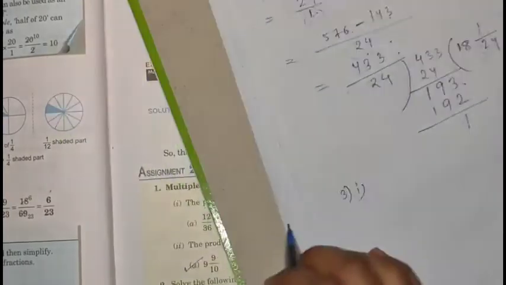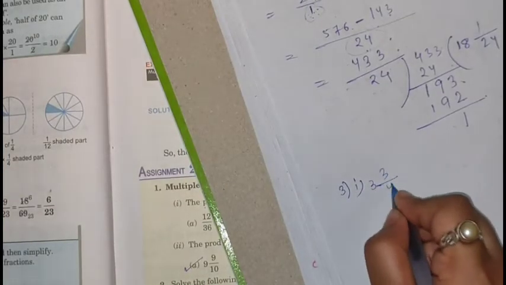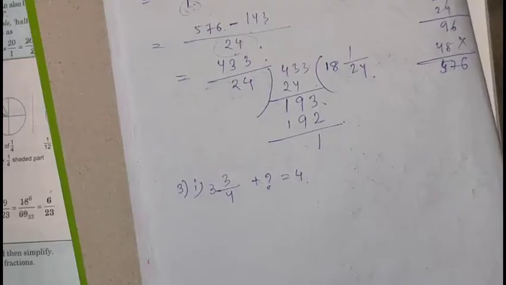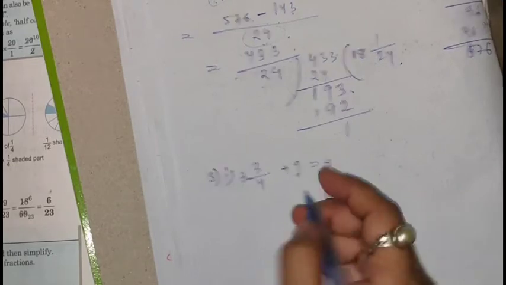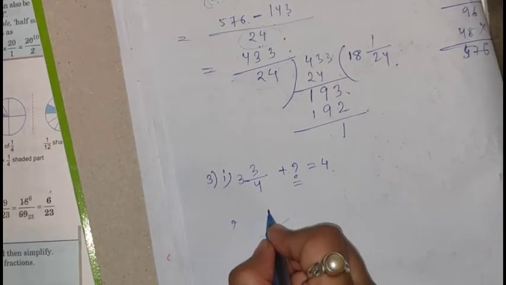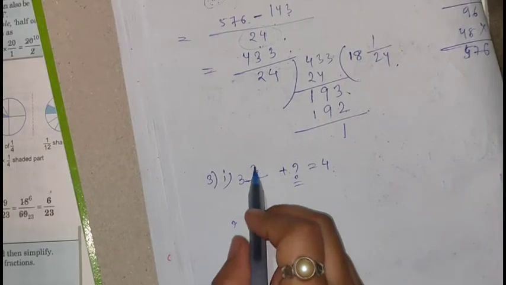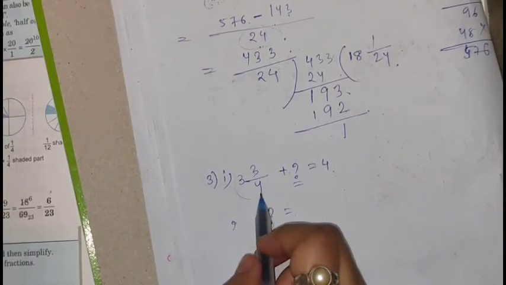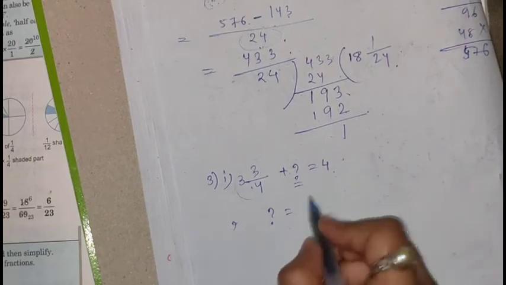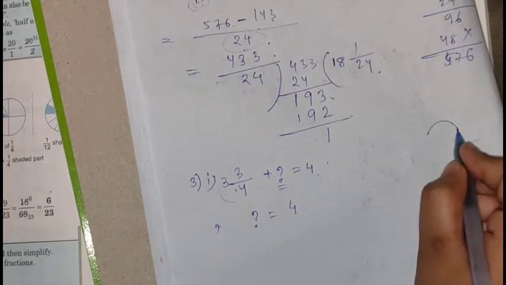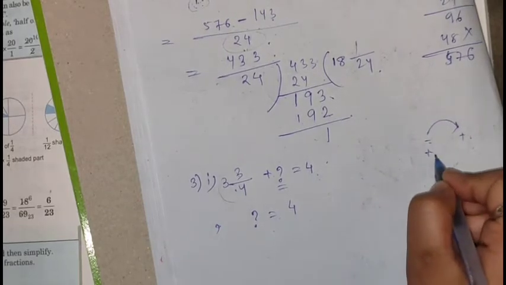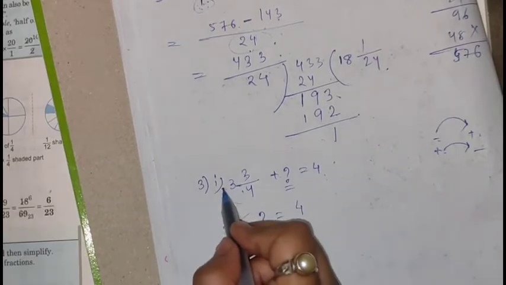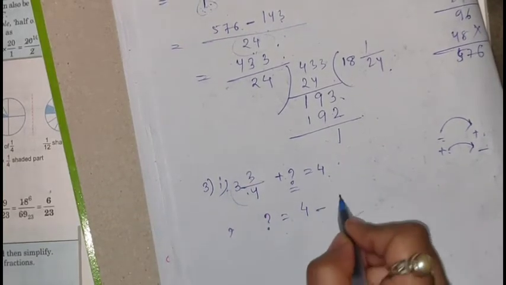Question number 3, part 1: 3 whole 3 by 4 plus question mark equals 4. You have to find this number. If you shift a number from the left-hand side to the right-hand side, minus becomes plus and plus becomes minus. Here there is a plus, so it becomes minus: 4 minus 3 whole 3 by 4.